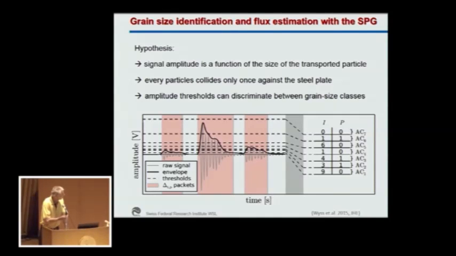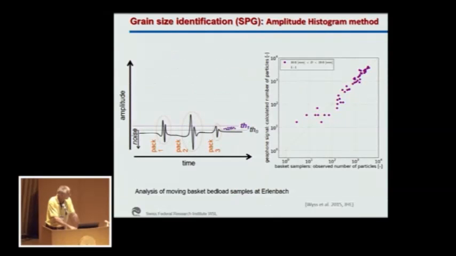And the amplitude thresholds, which you see here as the dashed horizontal lines, can be used to discriminate between grain size classes. So basically, we use these amplitude classes to determine how many particles have been transported within each grain size fraction. And you can see here the results. So basically we counted the number of particles that we collected with the bedload samplers.